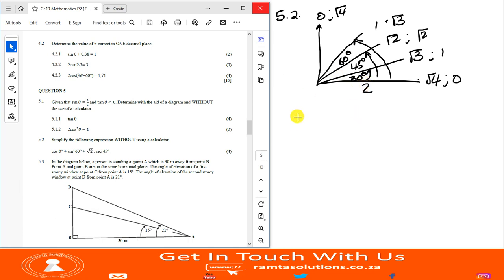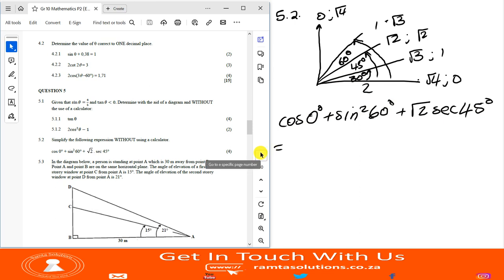Moving on. We need to simplify without using a calculator. This is cos 0 degrees plus sine square 60 degrees plus square root of 2 sec 45 degrees. Now, what is cos 0? Cos is x over r. What is the value of x here? It's square root of 4. What is square root of 4? Square root of 4 is 2. So it's 2 over 2. In other words, cos 0 degrees is 1.